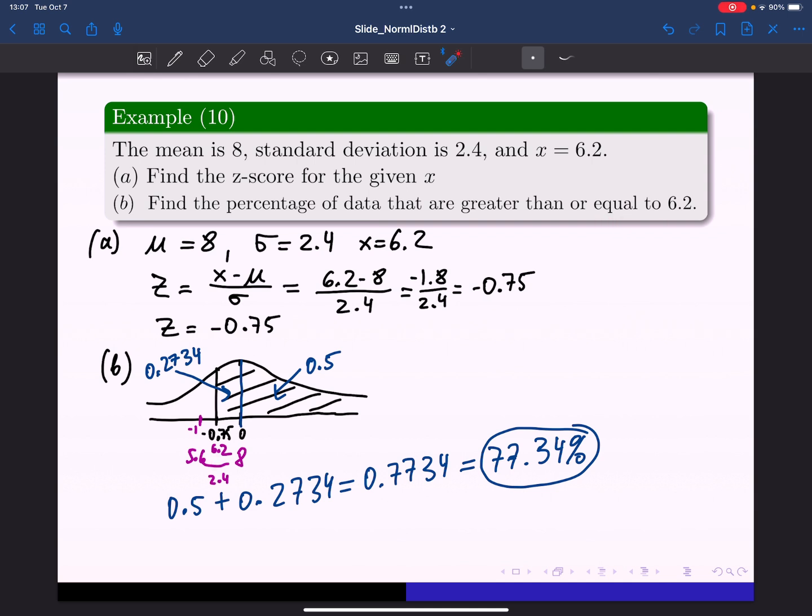6.2 corresponds to z-score minus 0.75. That means we are a little bit less than 1 standard deviation away from the mean.